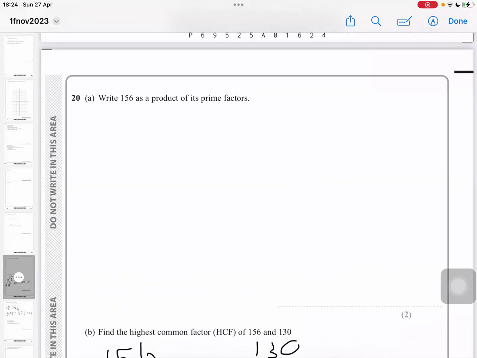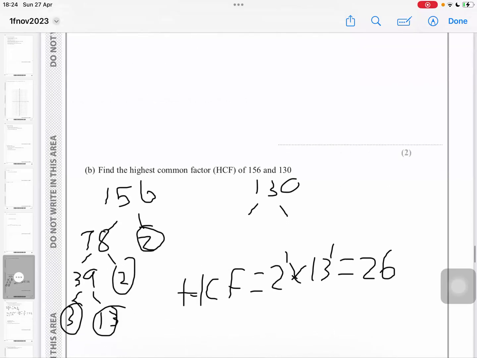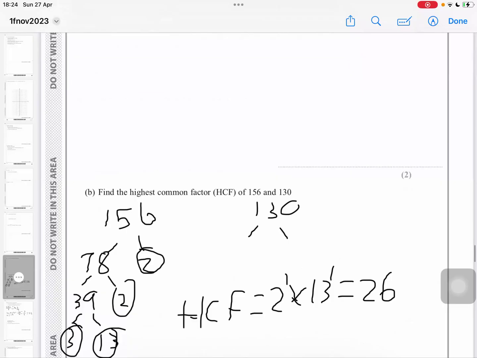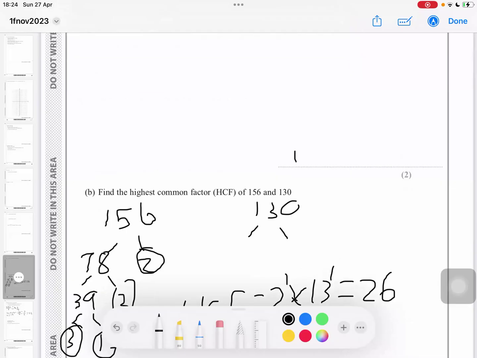It looks like 20A sets you up for success in 20B. So you've already done it. Prime factors, 13 times 3 times what will give you 156. So you can go back and look at your work, or do you want to repeat it there? Maybe you can do it. I mean, it's clear there. 13 times 3 times 2 raised to power 2, right?